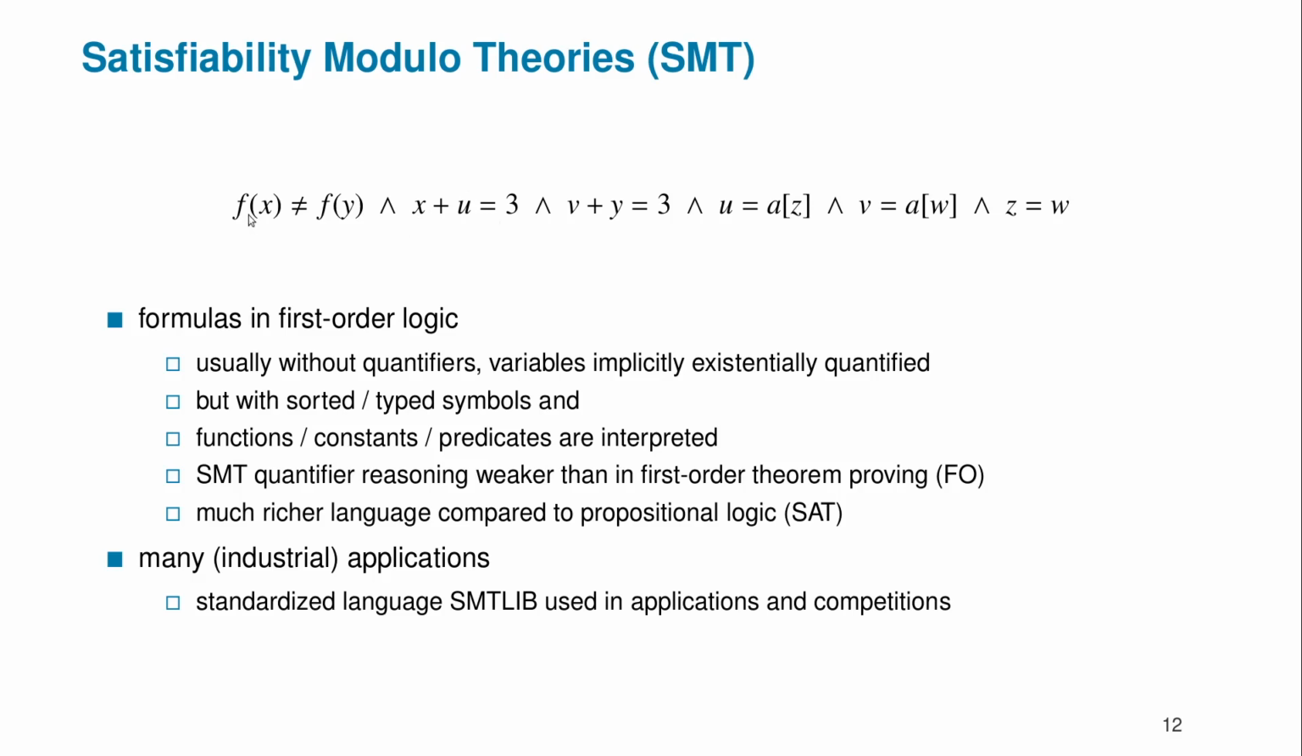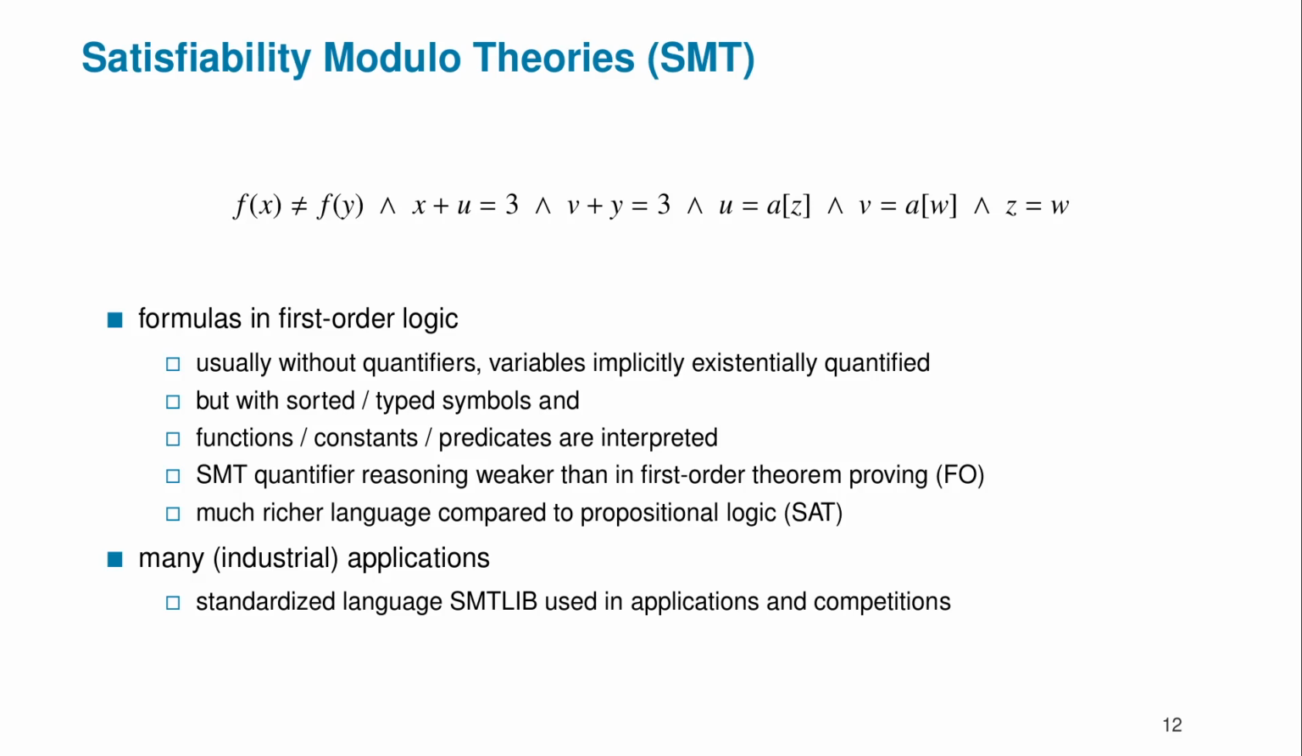We have uninterpreted functions. Here the f is an uninterpreted function. It has arity 1, meaning it has one argument, x and y, and we require, because of this first constraint we have here, that f(x) is different from f(y). Here we have an array with this notation that is common in many programming languages. So we access the value of a at position z here, and this value should be equal to u, and so on. So we can have a very powerful language with a lot of concepts that help us to encode our problem. And in principle, what we have here are formulas in first order logic.